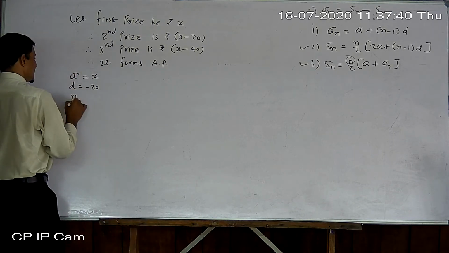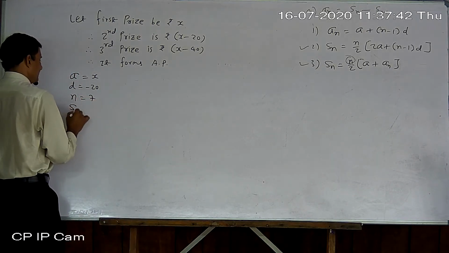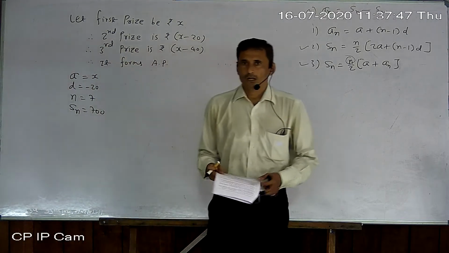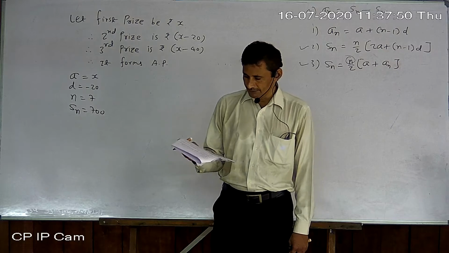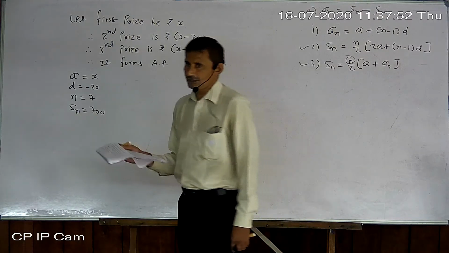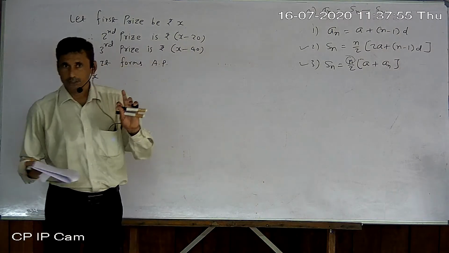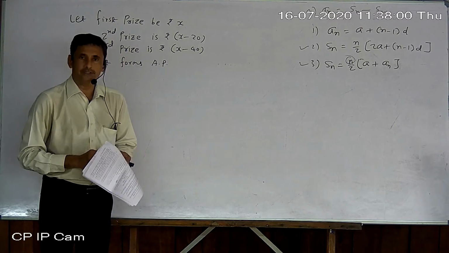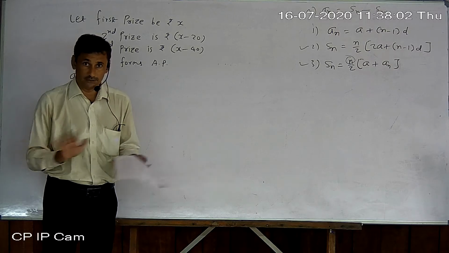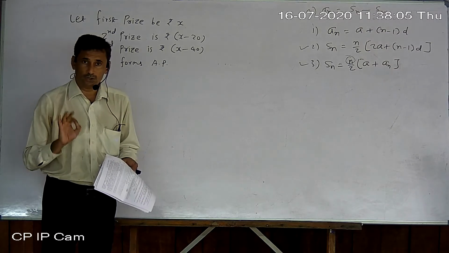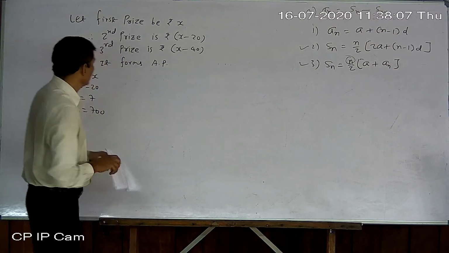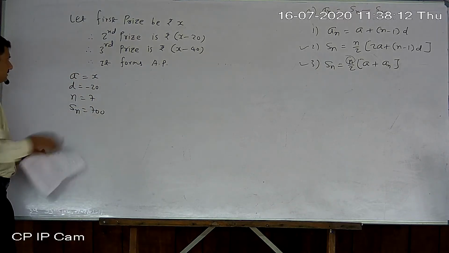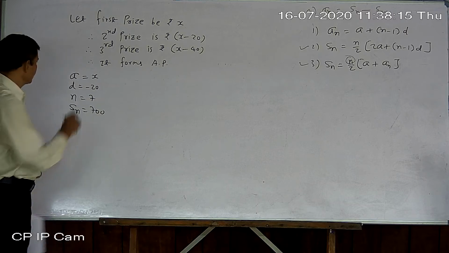How many total prizes are there? 7. What is given? Sn. Why Sn? Because the total of all prizes is given, 700. And 7 cash prizes, not all of 100 and 100. Don't understand it that way, each prize of 100, so 7 into 100, 700. 7 prizes, total 700, not that way. All are not of equal value. So this is our list. What to find? A, because A is not given.